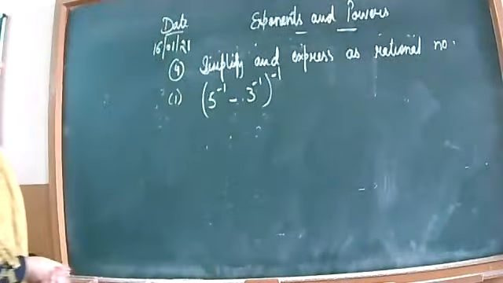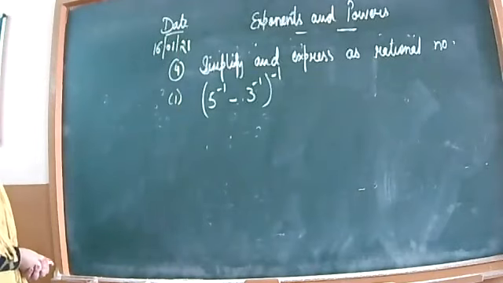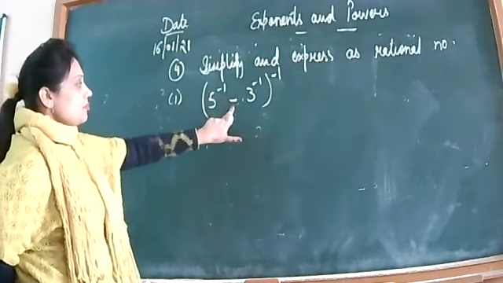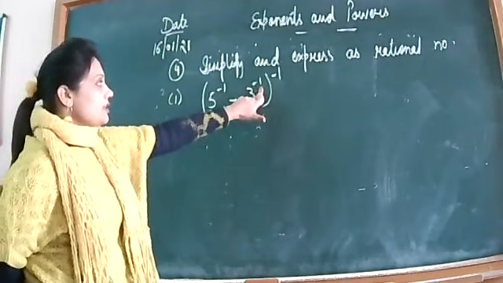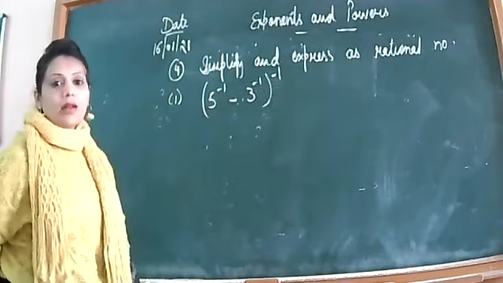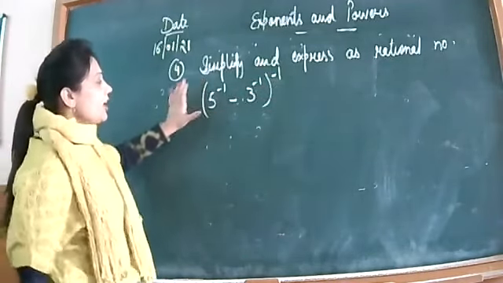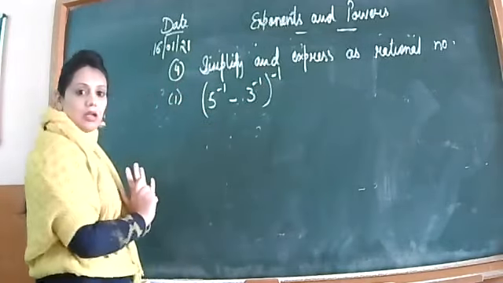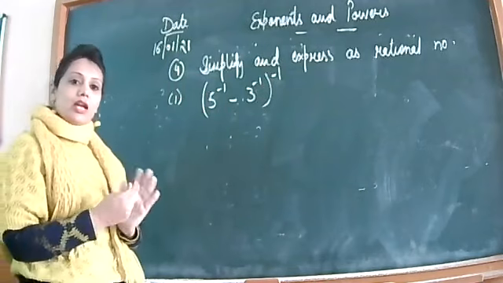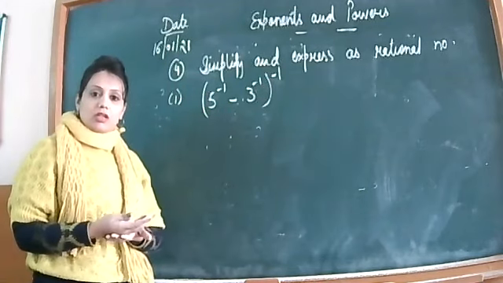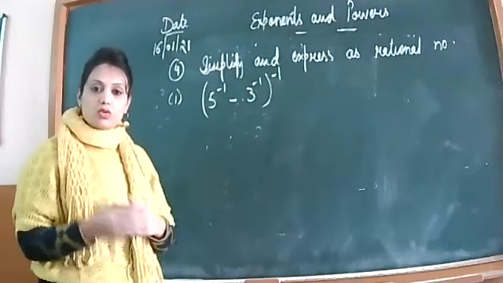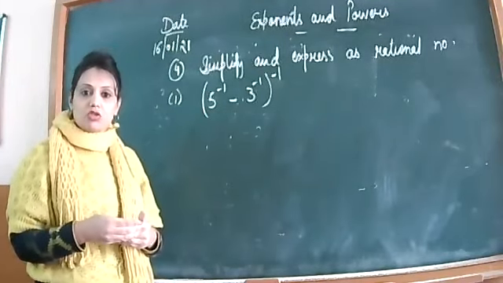Now see the next question, beta. Simplify and express as rational number. What is the question? 5 raised to power minus 1 minus 3 raised to power minus 1, whole power minus 1. Now we can see that we are having the negative power of this full bracket. So we know that if we are having the negative power, then we can make the power positive by reciprocating the number, right? If we reciprocate it, the power becomes positive.